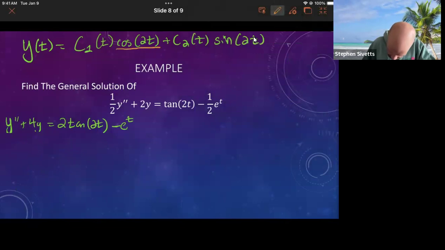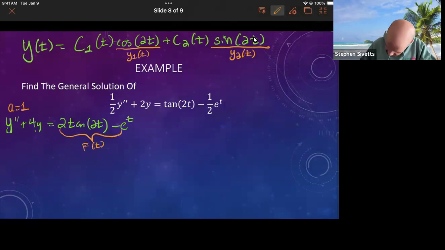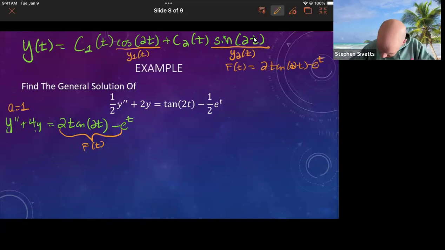Now, this quantity here is y1 of t, and this quantity right here is y2 of t. Okay, the a is 1, and our function this time is this function right here. So capital F of t is 2 times tangent of 2t minus e to the t, times e to the t. Okay.